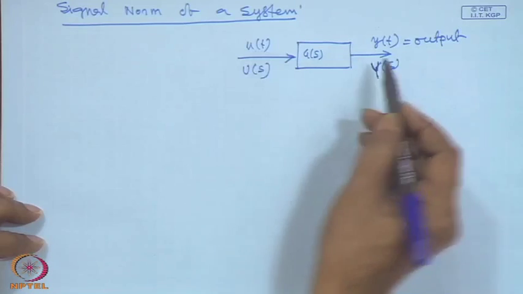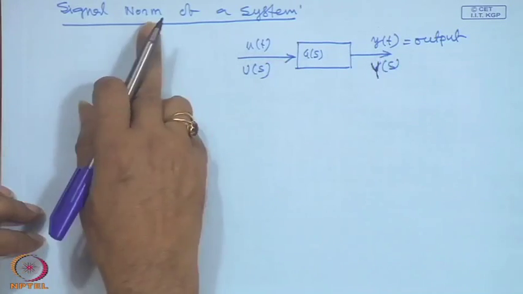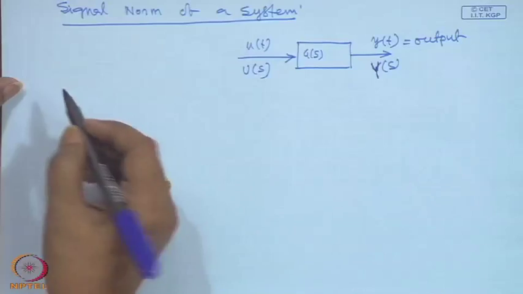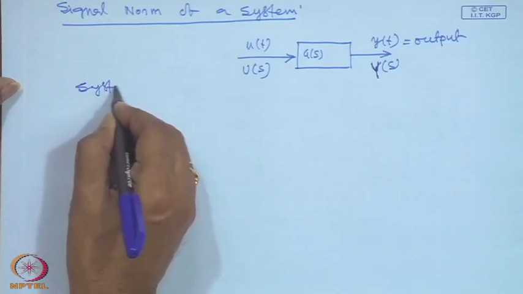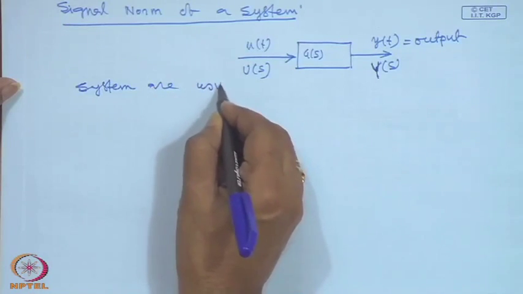Now, the input and output signals are u of t and y of t. Signal norm of a system, what does it mean? Systems are usually described in two models, either transformation model or state model. In any model, first you have to write the differential equation based on the physical laws of the system. Once you write the differential equation, our job is to convert it into either a transformation model or a state space model. If it is a state space model, the nth order differential equation has to be converted into n first order differential equations.